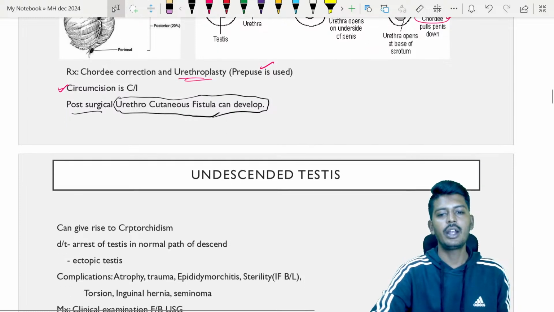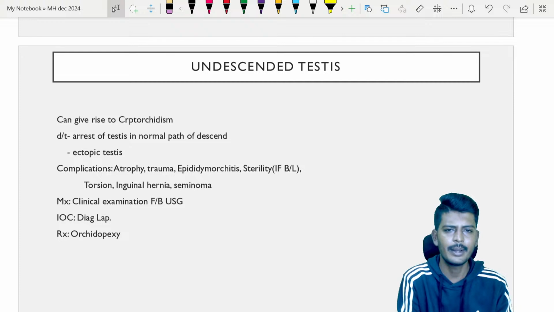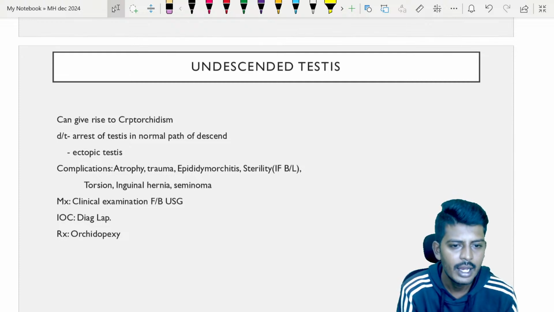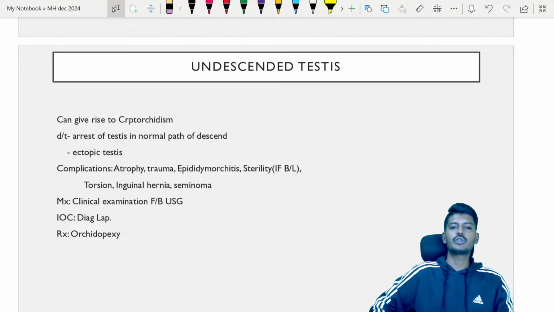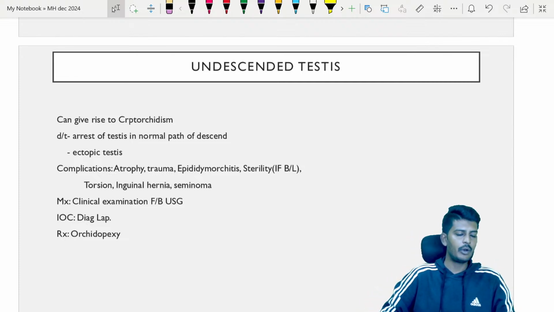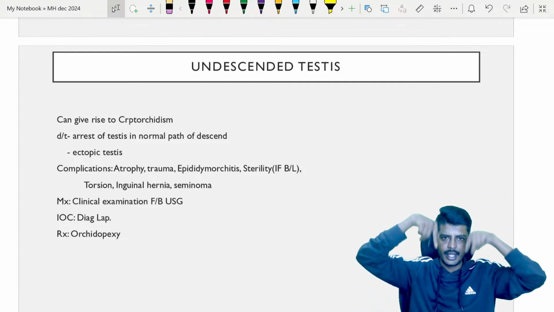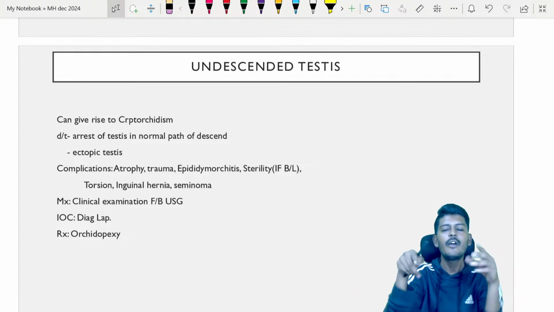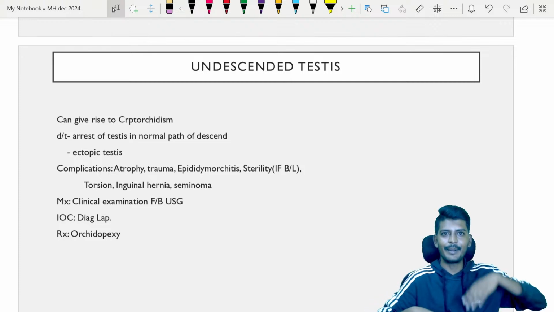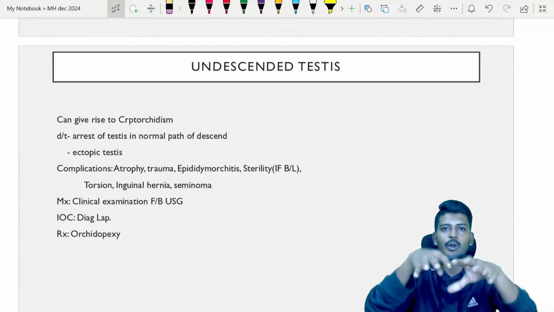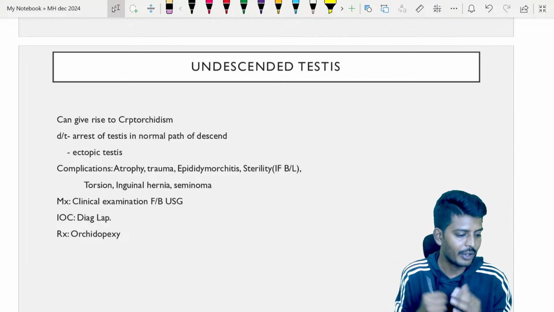Let's continue. Undescended testis. Many questions have come on undescended testis before. Let's understand. Undescended testis gives rise to cryptorchidism. What does that mean? Testes are formed in the abdomen. They go down, enter the inguinal canal, and from the inguinal canal they enter the scrotum. That is the normal course of the testicles throughout development.